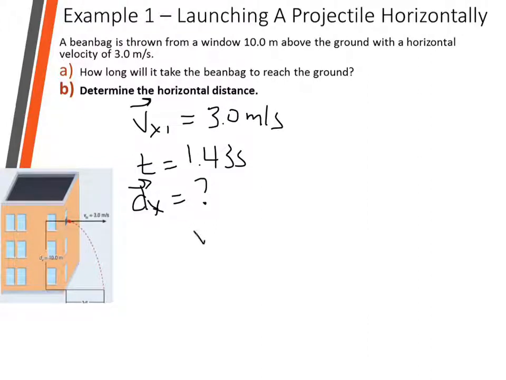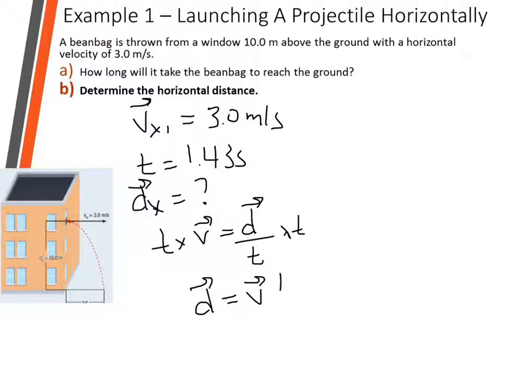We actually want to go back and use that very first equation that we used for velocity, which is v equals d over t. And then to get d by itself, we would be multiplying both sides by t. So we actually can go back and use that really basic equation. And that's, again, because we don't know our acceleration in the x direction.